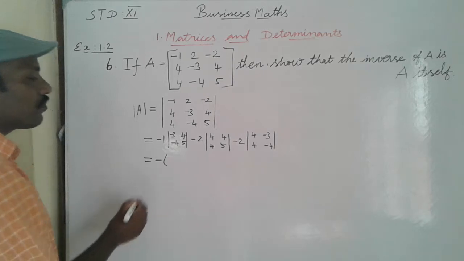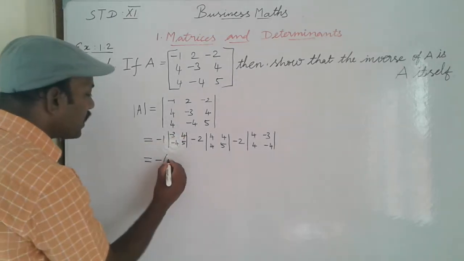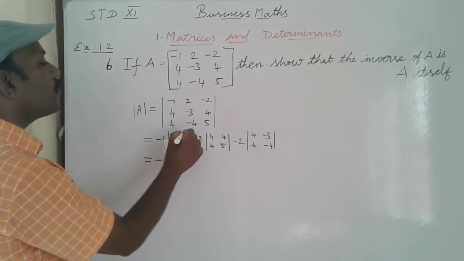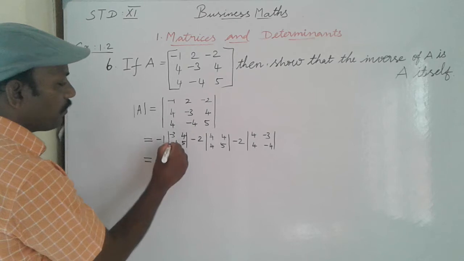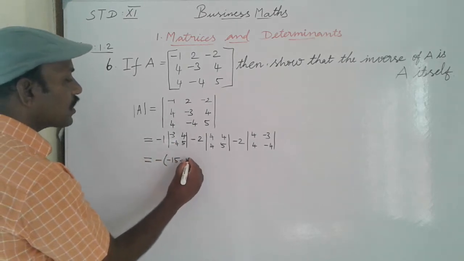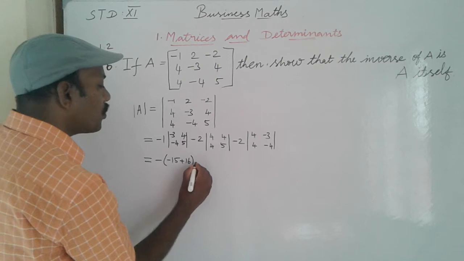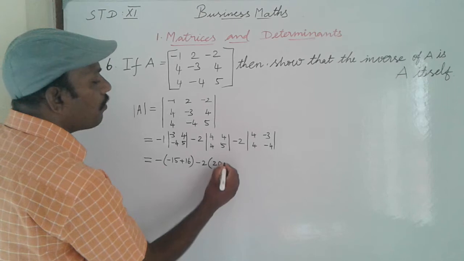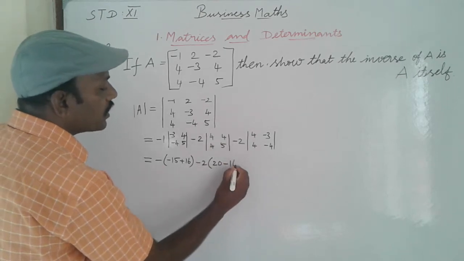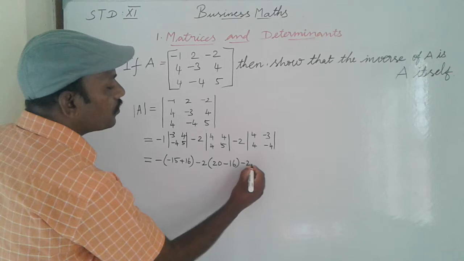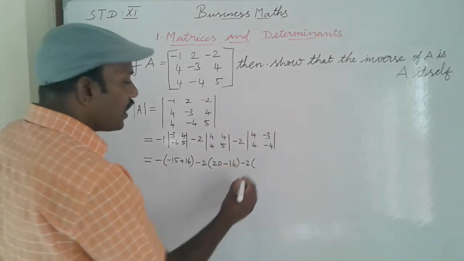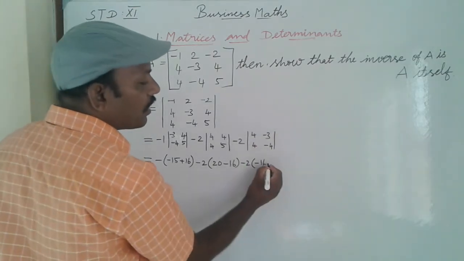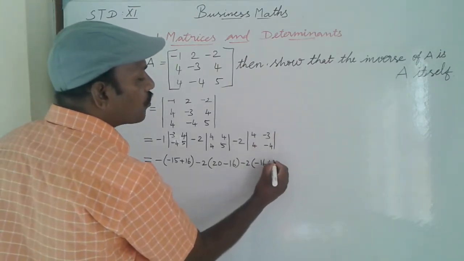Minus 1 into minus 3 into 5 is minus 15. Minus is a symbol. Minus 4 into 4 is minus 16. So minus into minus is plus 16 here. Minus 2: 4 fives are 20, minus 4 fours are 16. Minus 2: 4 into minus 4 is minus 16. 4 threes are 12, minus 12. Here one of the minus, minus into minus is plus 12.